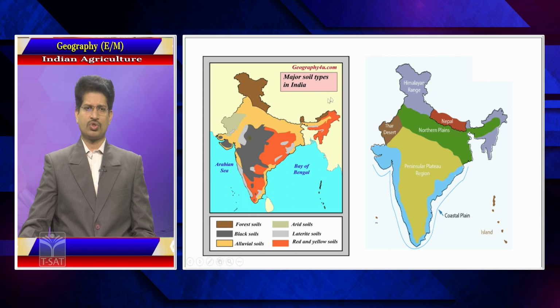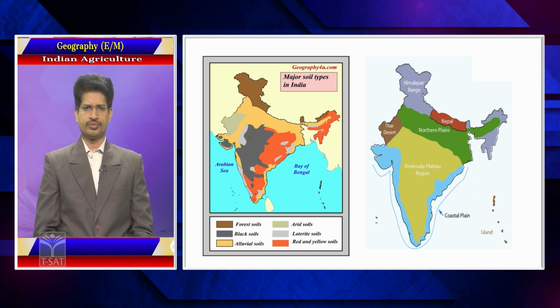So, these are the different types of soils present in our country which are impacting agriculture. What are the different states? What are the different kinds of crops being cultivated? Let us examine on the basis of the variation of different types of soils in our country.